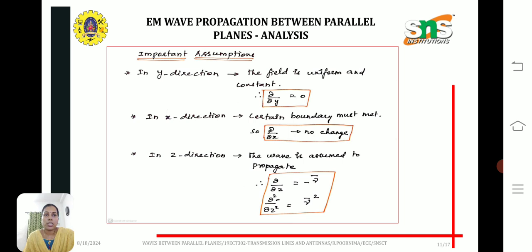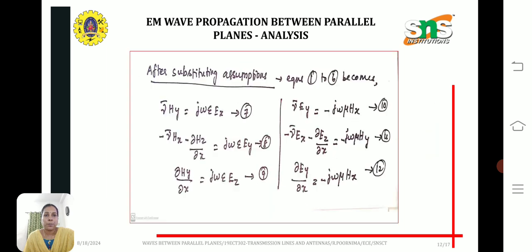The other assumptions are: in the y direction the field is uniform and constant, so dou by dou y equal to 0. In the x direction certain boundary conditions must be met, so there is no change in dou by dou x. And in the z direction the wave is assumed to propagate. So these are the conditions. So dou by dou z equal to minus gamma, then dou squared by dou z squared is gamma squared. By substituting these assumptions, the previous six equations are modified as given.